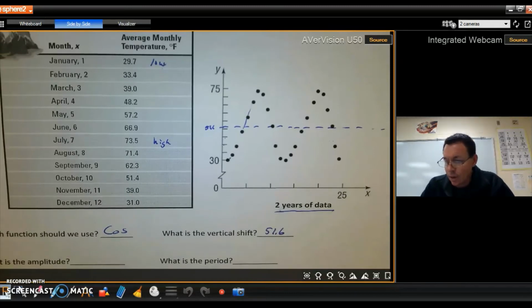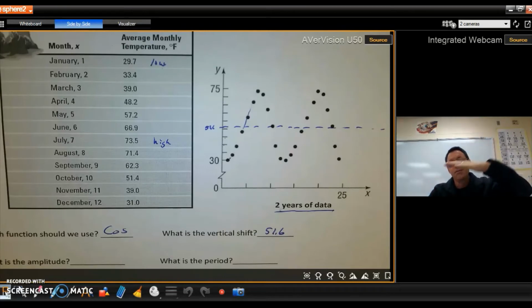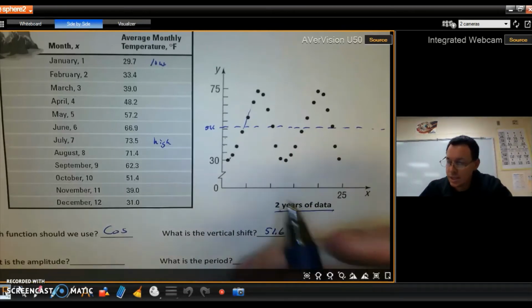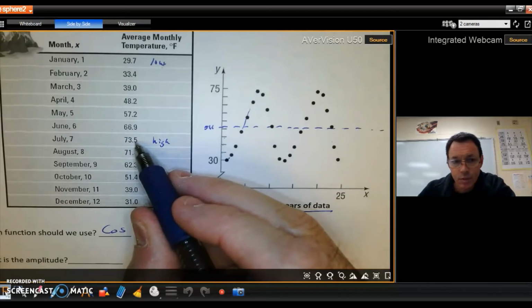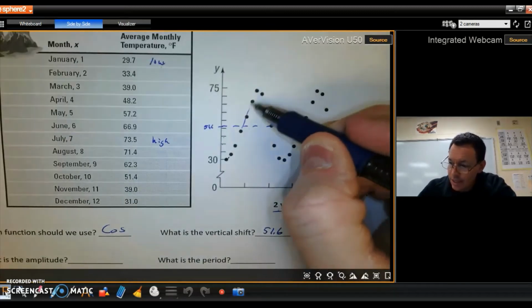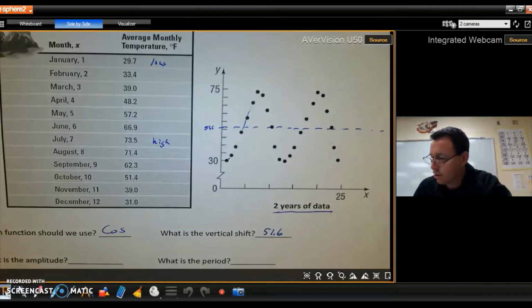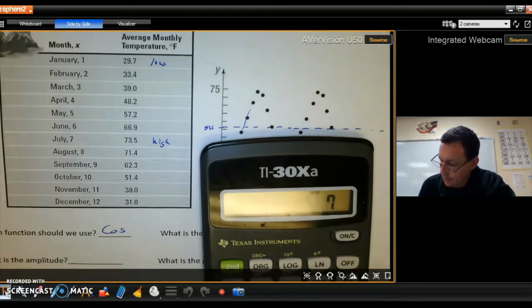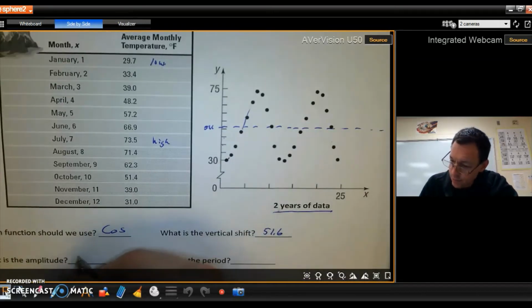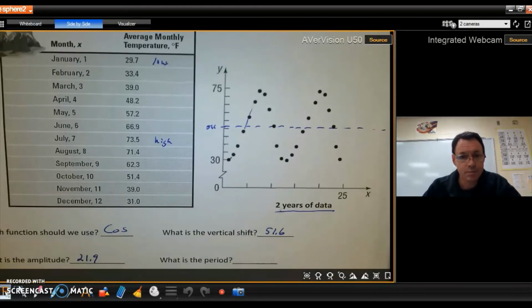All right. Now, what's the amplitude? Remember, the amplitude is how high your graph goes from the midline. So let's take that high value, that 73.5, and subtract our midline and figure out what that difference is. So, again, it's 73.5 minus the 51.6 we just found, 21.9. So that's our amplitude.